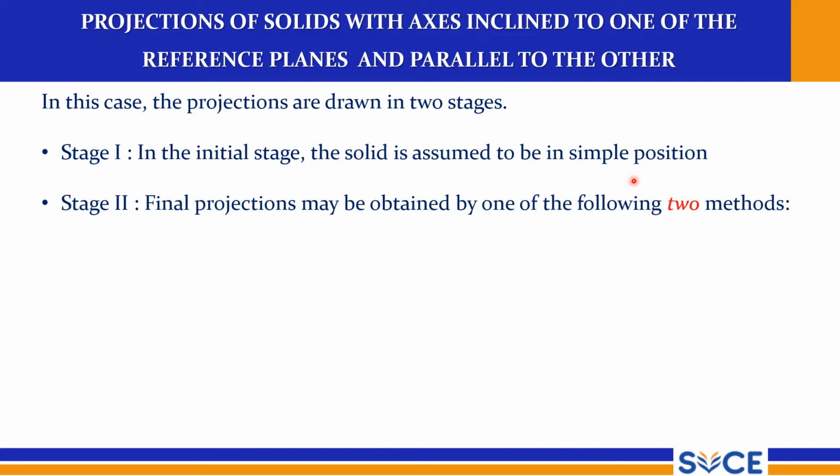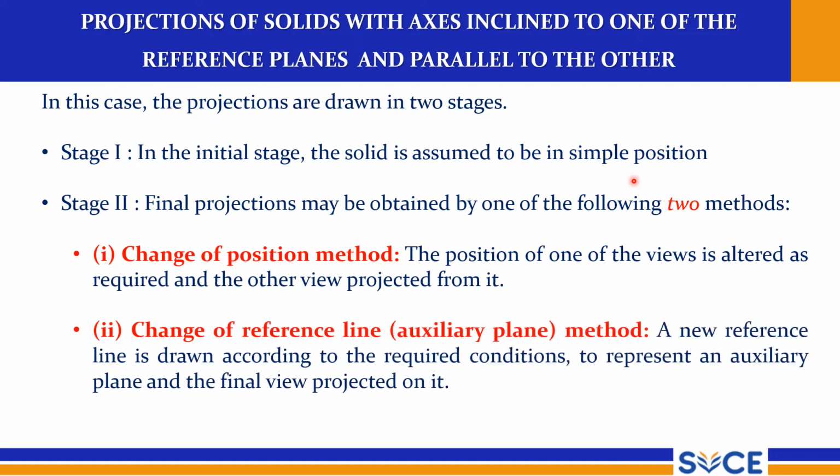Final projections may be obtained by one of the two following methods. One is change of position method and the other is change of reference line method. It is also known as auxiliary plane method. So the change of position method, or change of object itself, in here we are tilting the object itself. So this method is required for our syllabus, whereas the other method is not required for our syllabus. Rotating object method is mentioned in the syllabus. It means that change of position method we need to adopt.